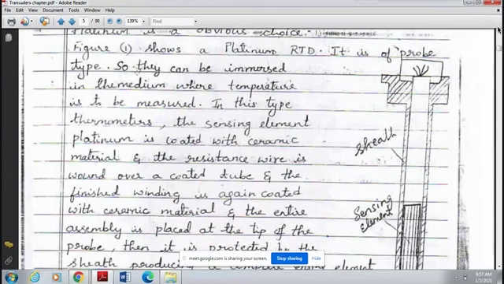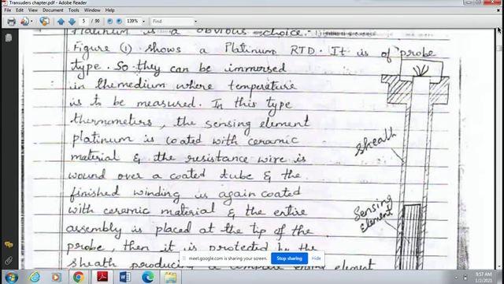So usually it is of probe type, so that it can be immersed in the medium where the temperature is to be measured. The resistance temperature detector looks like a probe, so that it can be easily immersed in whatever medium the temperature has to be measured.